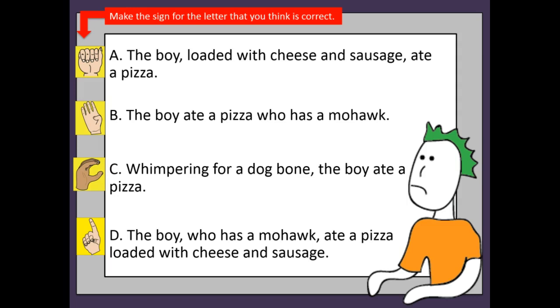So A, the boy loaded with cheese and sausage ate a pizza. Is that correct? B, the boy ate a pizza who has a mohawk. Is that sentence correct? C, whimpering for a dog bone, the boy ate a pizza. Or D, the boy who has a mohawk ate a pizza loaded with cheese and sausage. Which one do you think is correct?